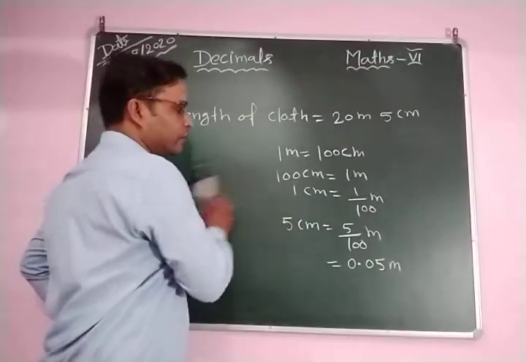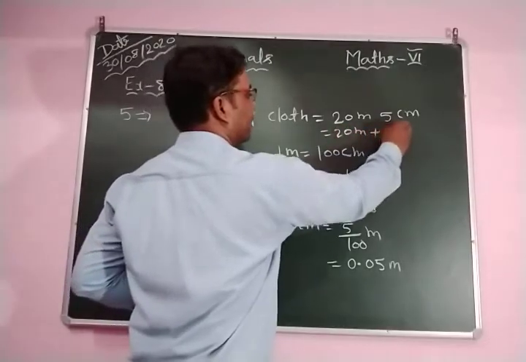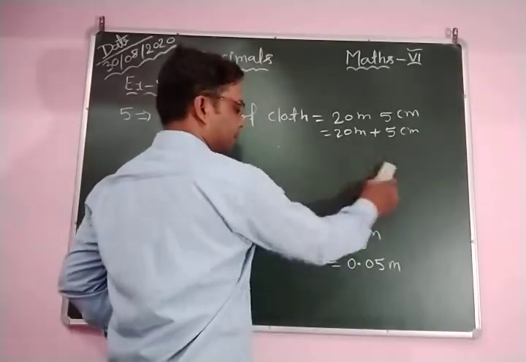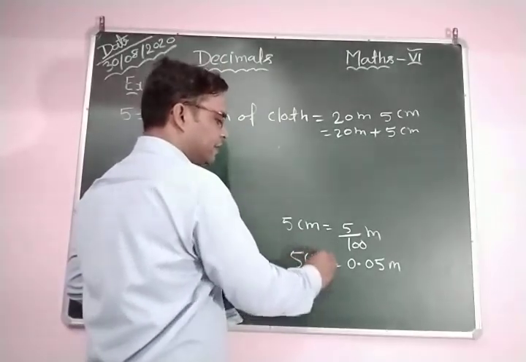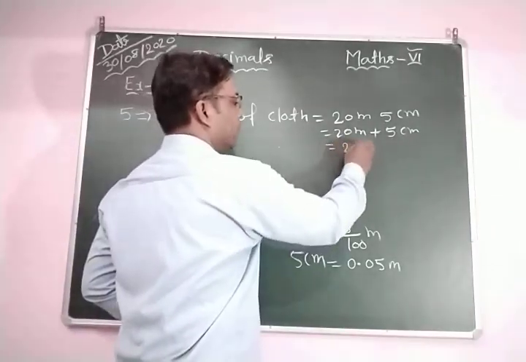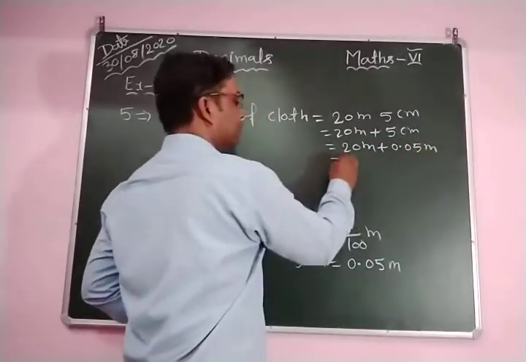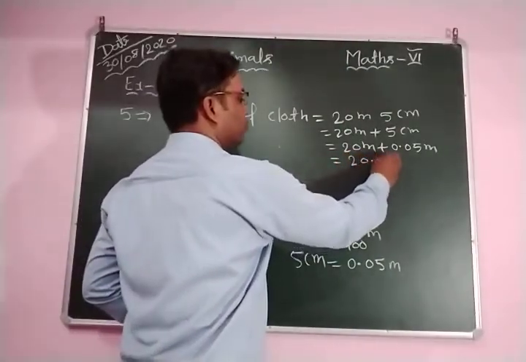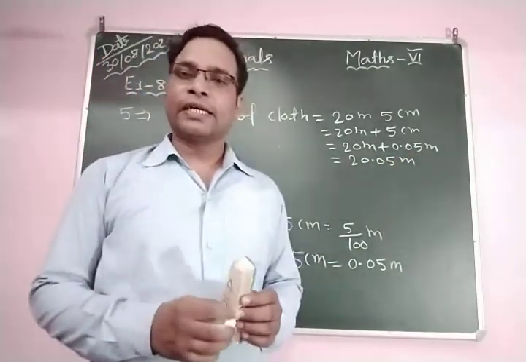Now here you can see we can write 20 meters plus 5 centimeters. We change 5 centimeters to meters. Here you can see 5 centimeters is equal to 0.05 meters. So you can write 20 meters plus 0.05 meters. In this way the length of cloth is equal to 20.05 meters.